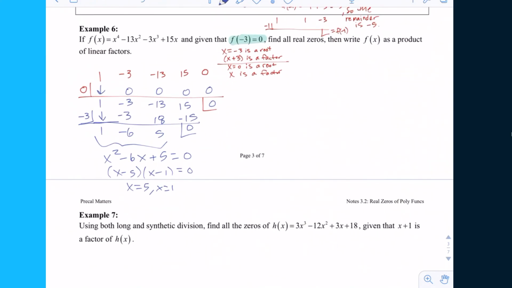All right, we'll pick up there tomorrow with example 7. That's kind of the basic idea. Be chipping away at your homework.